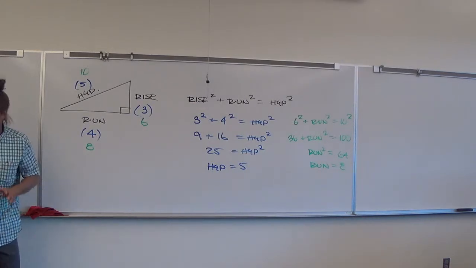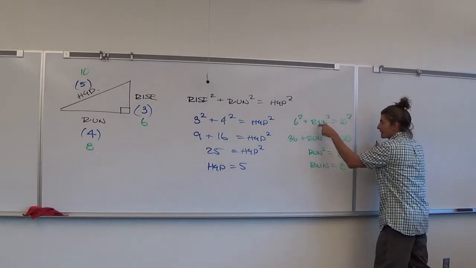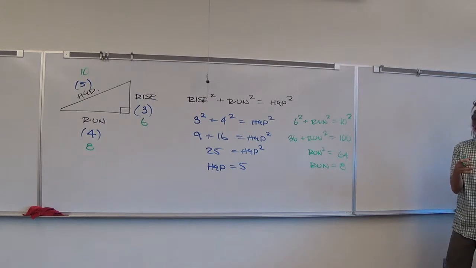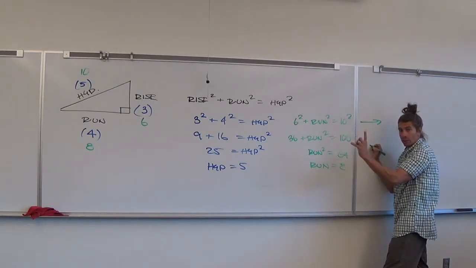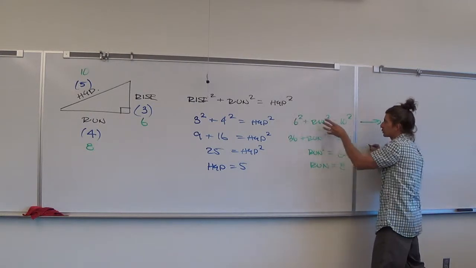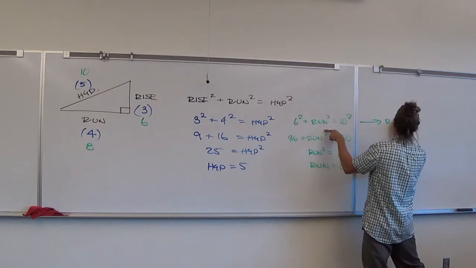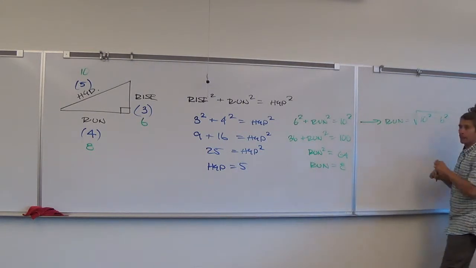What Jordy said, and I think this is a great idea, is she basically went straight from this step to this step. And you can do this. It depends on how comfortable you are with the algebra. You can do all of these arithmetic steps in one move. You could subtract the 6 squared from the 10 squared and then take the square root of the result. So you can go straight to this. Run equals the square root of 10 squared minus 6 squared.